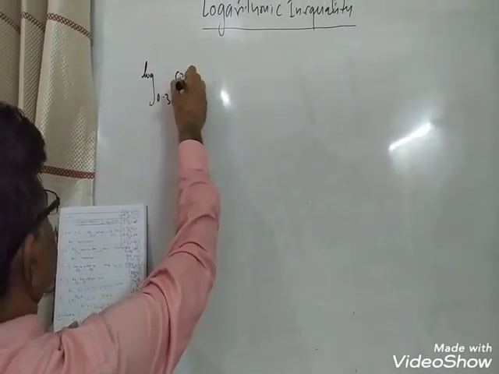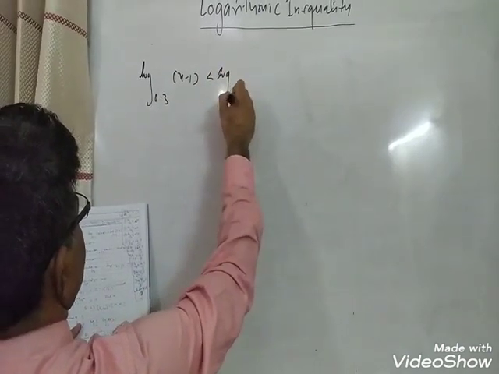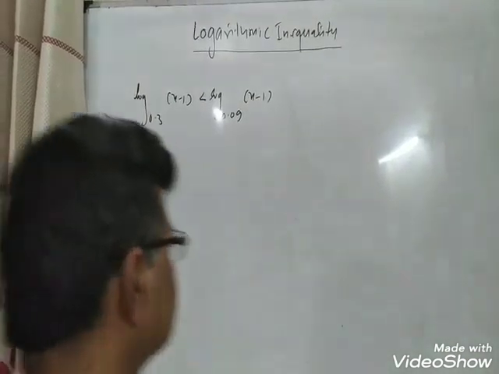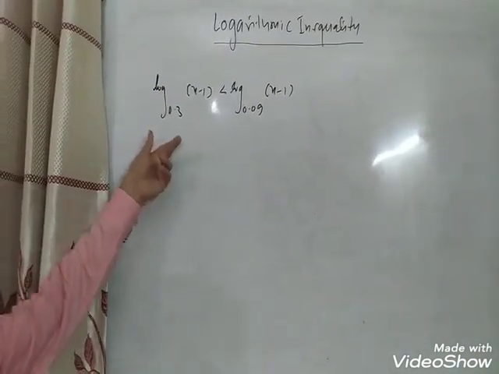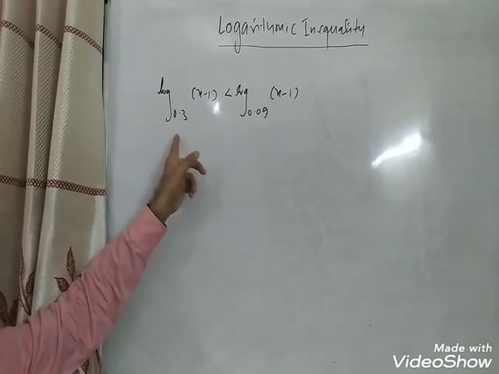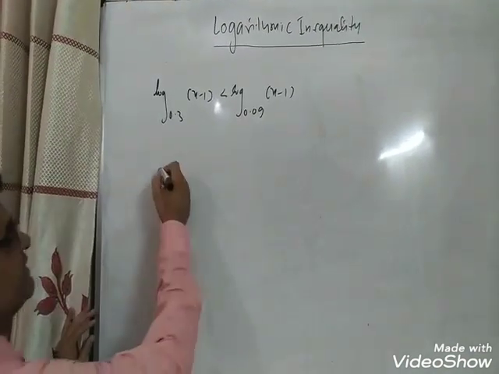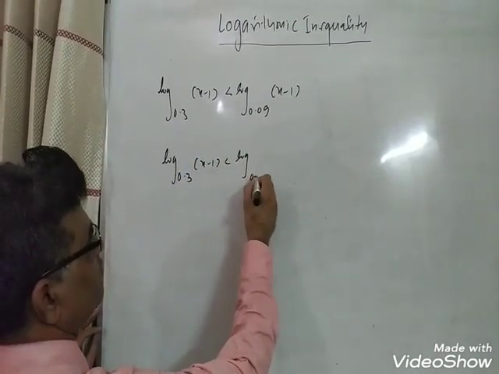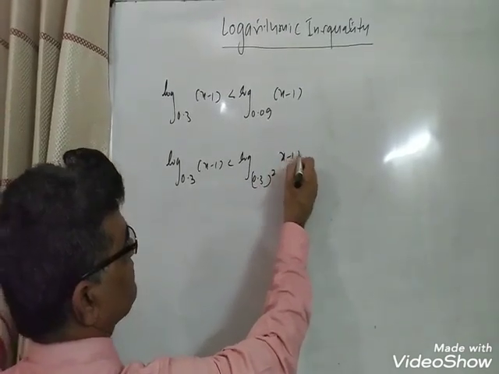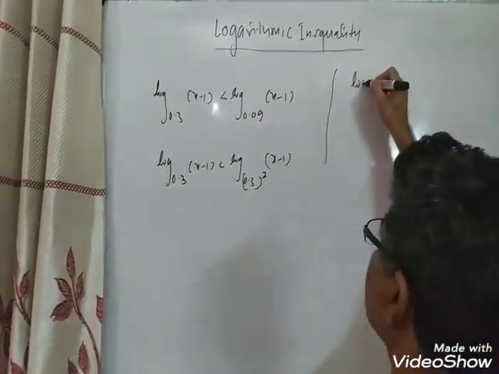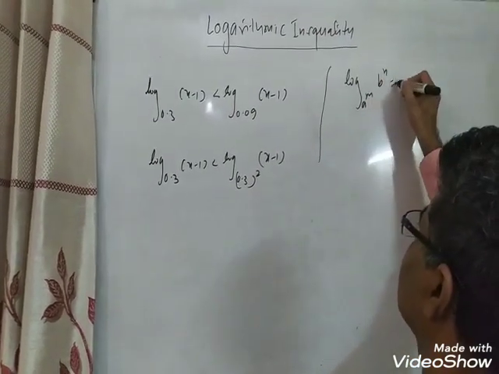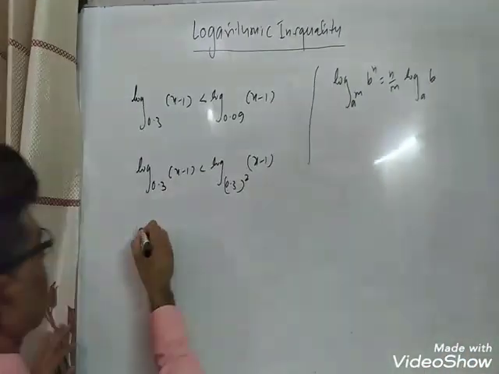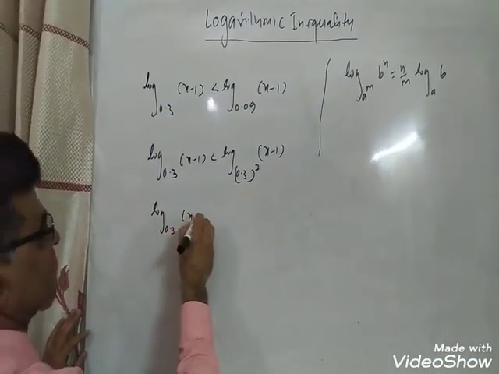Log base 0.3 of (x minus 1) less than log base 0.09 of (x minus 1). Now see, the base is different here, so our first target is to make the base the same. Here it is 0.3 and here it is 0.09. So we can write log base (0.3) whole square of (x minus 1). We are using this property of logarithm: a to the power m and b to the power n gives n upon m log base a of b. So as per this property, we can write it like this.